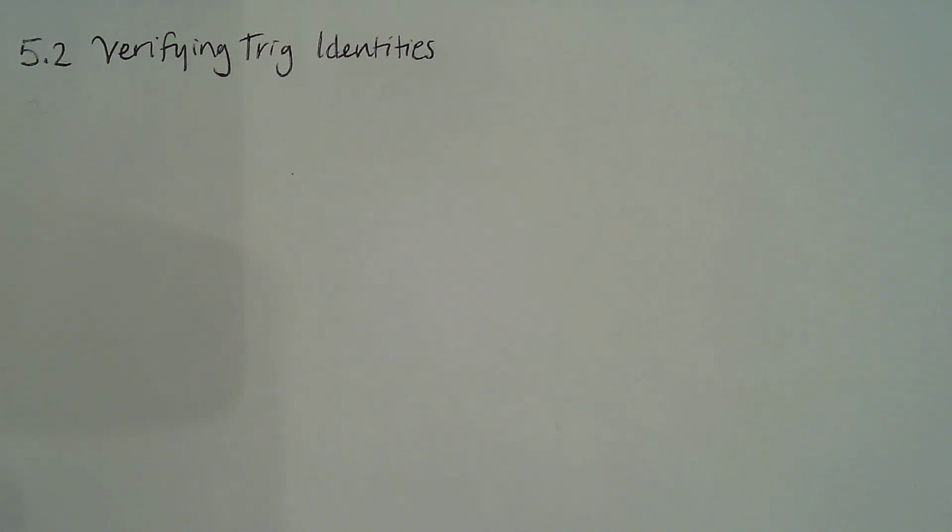Okay, verifying trig identities is the same thing that we've been doing. But the difference is it's going to be set up as an equation, and you have to make one side equal the other side. Typically when you do this, you want to work with the more complicated side first and try to simplify it until you can make it equal to the easy side.